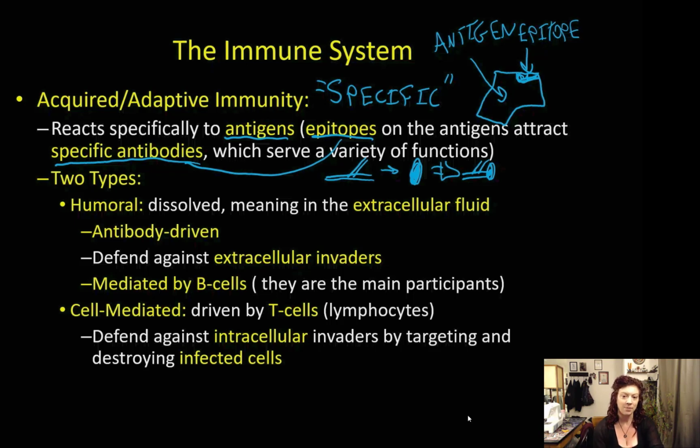Antibodies serve a wide variety of functions. In fact, let's skip ahead one slide and talk about them. Actually, we'll talk about them in a minute. On the next slide, we'll discuss what those functions are. First, though, let's finish our overview. Let's talk about the two types of acquired immunity. There's actually two subgroups of your acquired immune system. The first is called humoral. Second is called cell-mediated. Another name for your humoral system is a dissolved system, your dissolved acquired immunity.